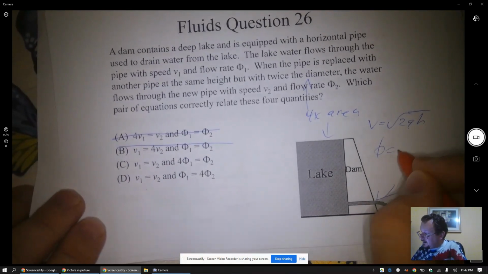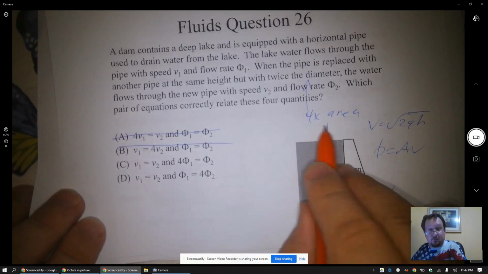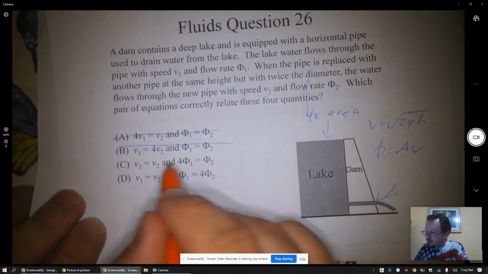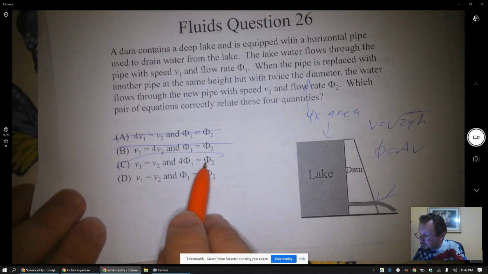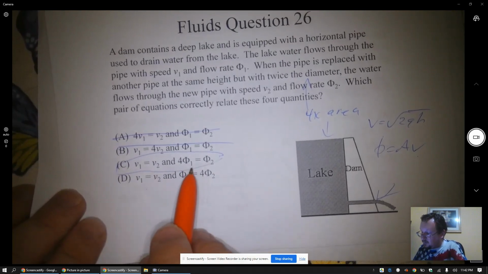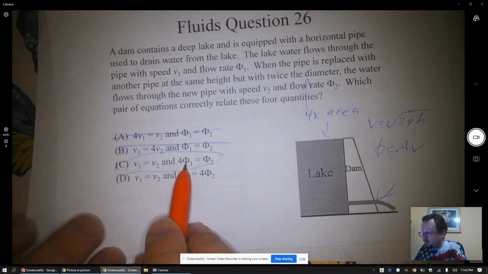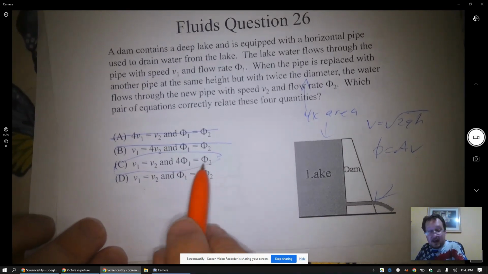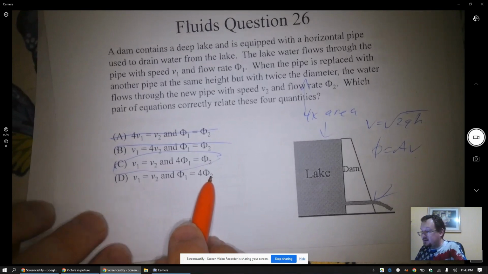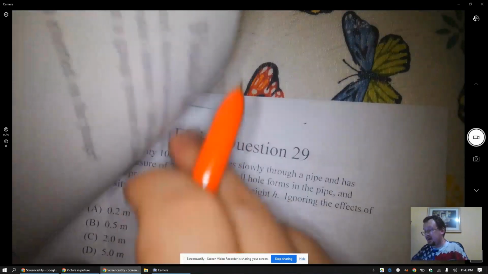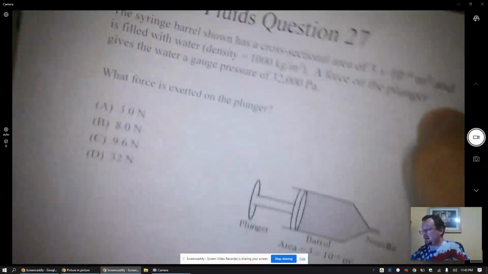But flow rate is area times velocity. So if you have 4 times the area and the same velocity, you'll have 4 times the flow rate. So the new flow rate is 4 times the original flow rate. You have to teach your kids how to actually say this, or else they would say the old flow rate is 4 times as much as the new flow rate, and they don't know what they're doing because they're not saying it out like in English.